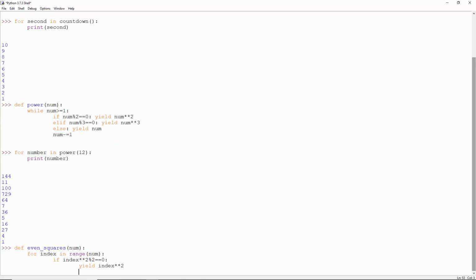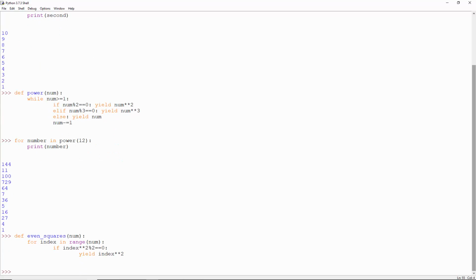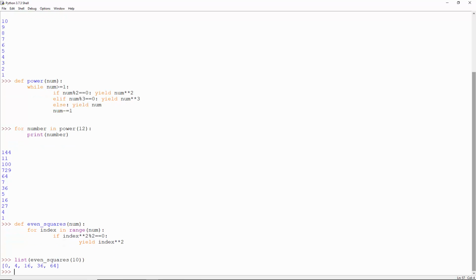This generator yields the even squares starting at 0. For 10 numbers starting from 0, we have the squares 0 to 81. Out of these, we only need the even squares, so we have 0, 4, 16, 36, and 64.